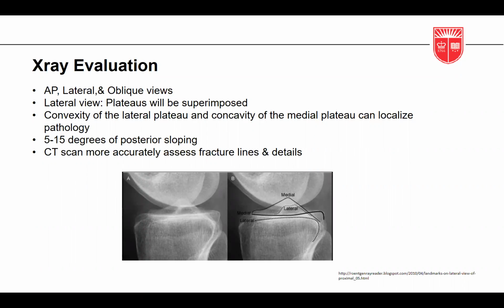Also look for depression and any displacement that might be present. It's also important to note that there's between 5 and 15 degrees of posterior sloping of the plateaus. This can lead to an underprediction of anterior plateau depression and an overprediction of posterior plateau depression. Additionally, CT scans should be obtained because they more accurately assess for fracture lines, and they can also more accurately measure the amount of depression and displacement if it's present.